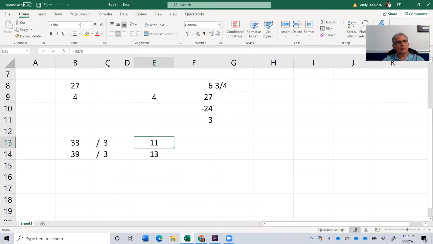So those are both prime numbers. 11 and 13 are prime numbers, and we'll talk more about that later. But that means that we can no longer reduce these in any way. So unless 11 were to go evenly into the denominator, then we're done reducing. So the answer to this problem is 11 over 13.